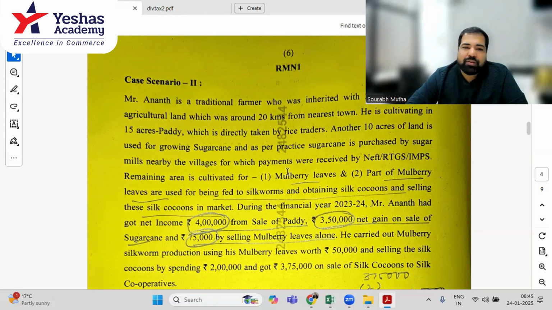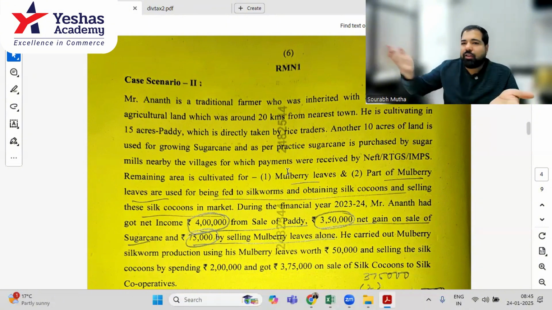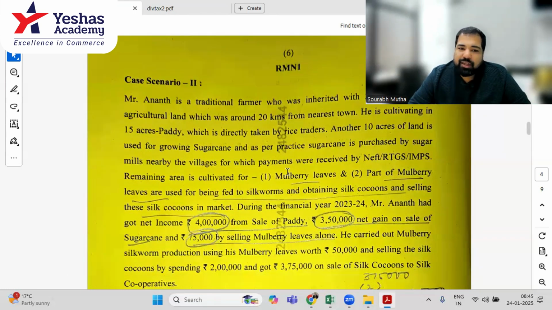And part of the mulberry leaves are used for being fed to silkworms. So the mulberry leaves, imagine it, they're being used to feed silkworms. They are worms from which you get silk cocoons, from which they manufacture silk. So this one could be a composite business where you're growing something and then you're manufacturing something as well, and obtaining silk cocoons and selling the silk cocoons in the market during the financial year 23-24, which is your exam year for Jan 25. Of course, for May, the exam year changes now.